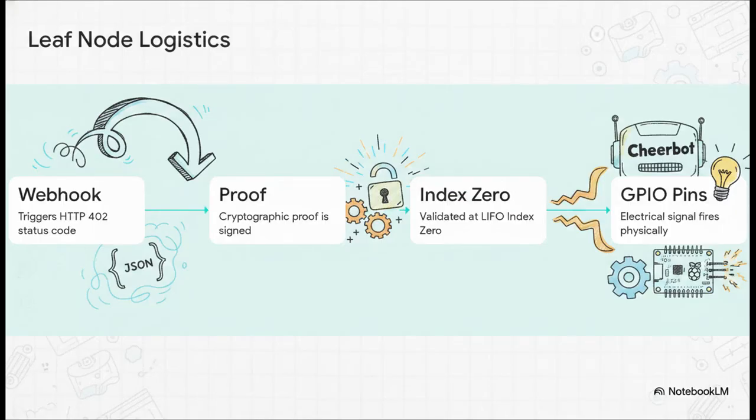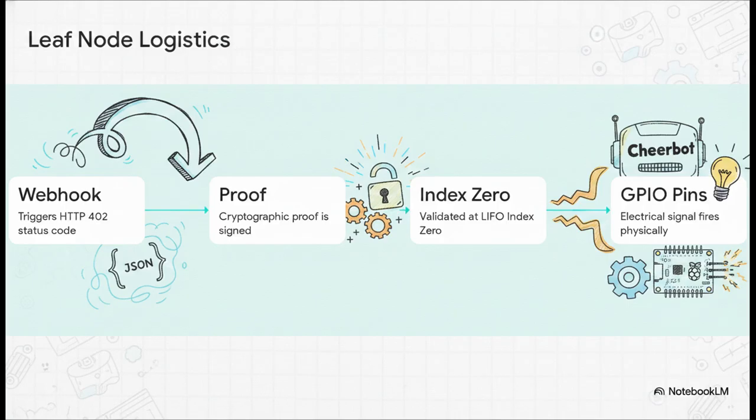Let's walk through this final sequence of leaf node logistics. When a verified digital tip hits that surgical webhook, the cryptographic proof is signed and validated using that single entry bookkeeping right at LIFO index 0. And then the magic happens. The Cheerbot reads that bit-perfect JSON state and literally translates it into raw electrical signals fired straight into the tiny GPIO pins, the general-purpose input-output pins, on the Raspberry Pi. The verified code literally shocks the physical leaf node into action, spinning a motor or turning on a light. Pure math literally becomes electricity.